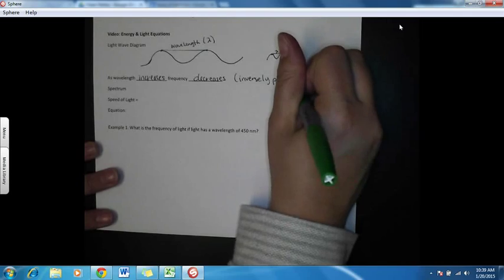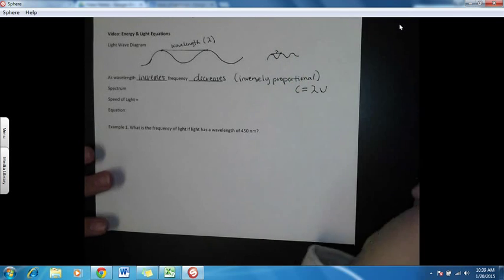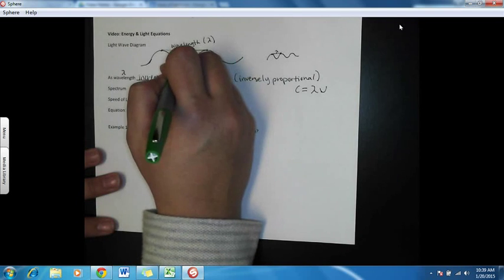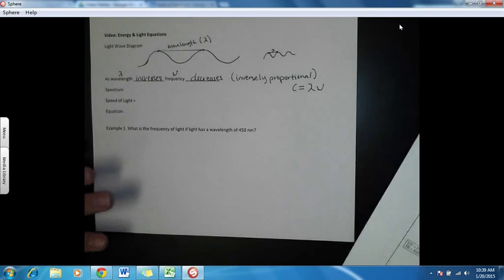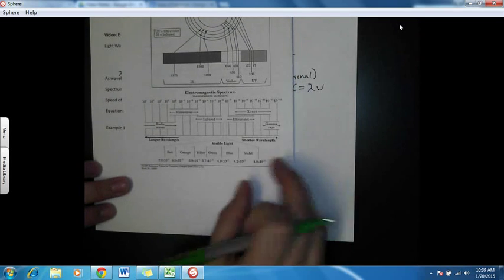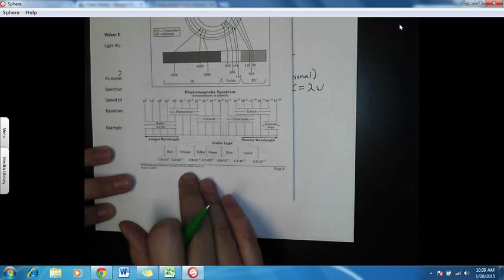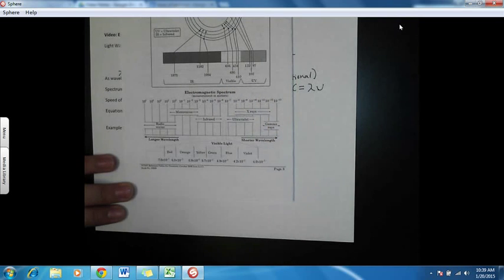And so the equation we get is that the speed of light is equal to lambda times the frequency. Again, we use lambda for wavelength and this nu for frequency. It's sort of like a V and a U combo. So if we go back to our reference tables, we look at our electromagnetic spectrum, which is just underneath our Bohr model. Our Bohr model only shows us three types of light: visible, UV, and IR.